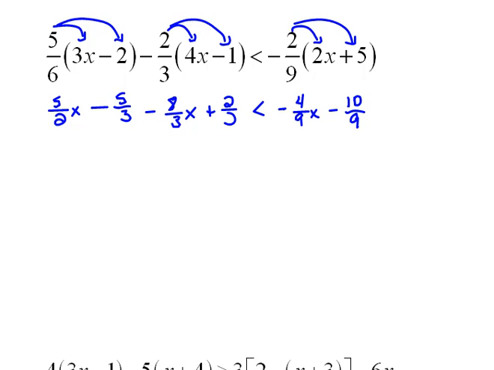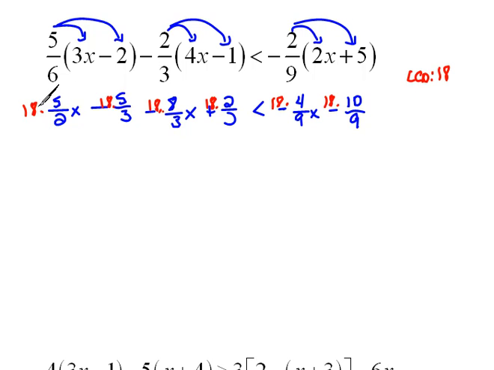Now we could collect like terms at this point, or since we're working with fractions, we could eliminate those fractions now and get rid of them. In order to do that, we'd have to multiply through by the common denominator, which in this case would be an 18. So if I multiplied every single term by 18, and I'm just going to write my 18 in a different color here so you can see that we're going to be multiplying every term by 18.